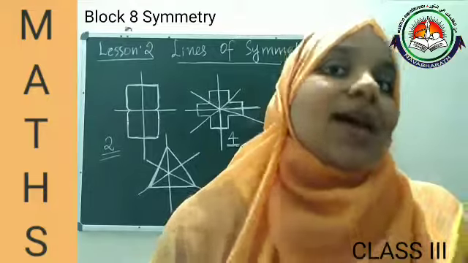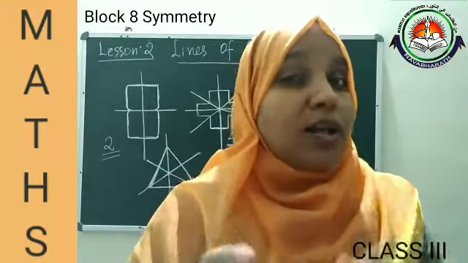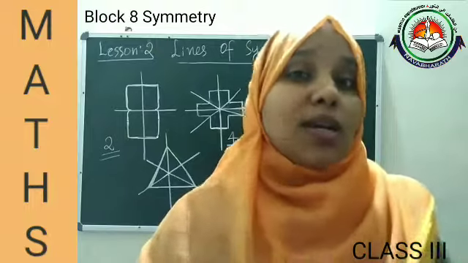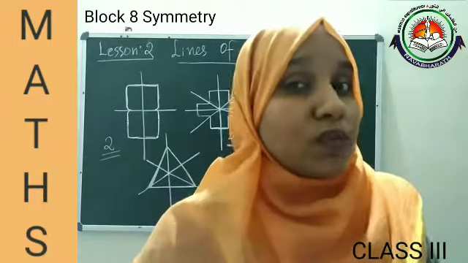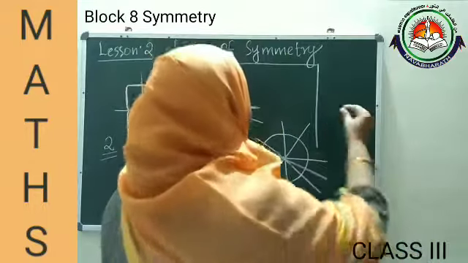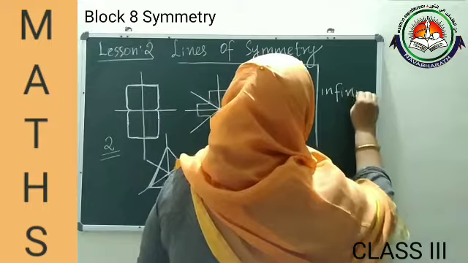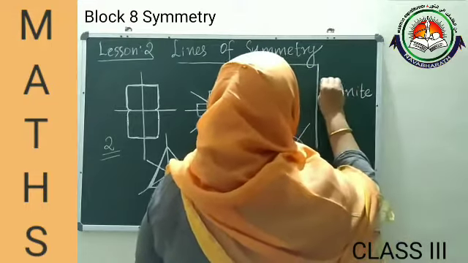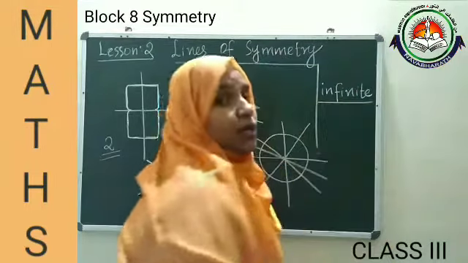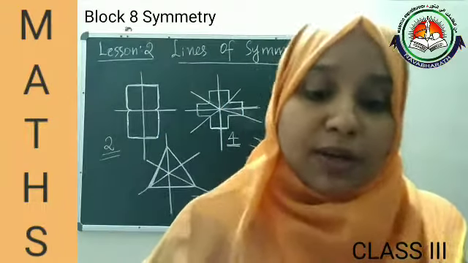So we can say that a circle has uncountable or countless lines of symmetry. In mathematics, we use a term. It is called infinite lines of symmetry. A circle has infinite lines of symmetry.